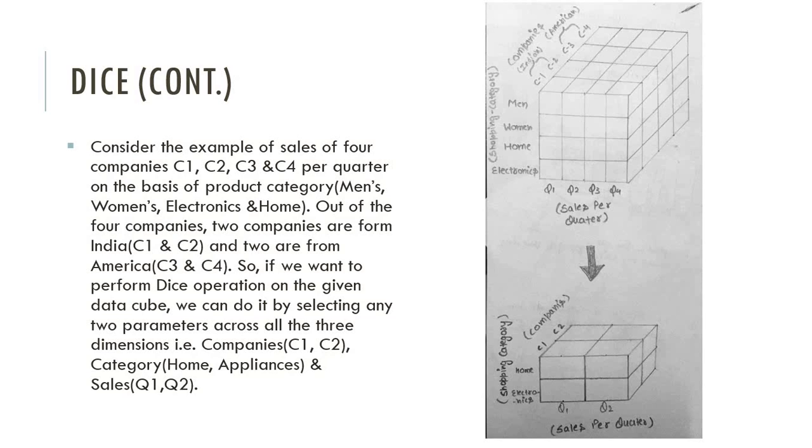So we can compare this dice operation with a real life example. Suppose we have a square cake and we are cutting it with 2 cuts, then it generates one square cube. So it is a sub part of that cake. So same as dice operation generates the subcube of the main data cube.